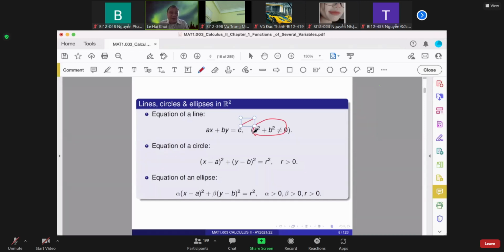Okay. And the equation of a circle, you also should remember. So here, the circle centered at a point (a, b) of radius R. Pay attention, we write R squared. It is the same as negative R squared, this is the same, right? But when writing this, you should understand that R is positive, which is the radius of the circle.